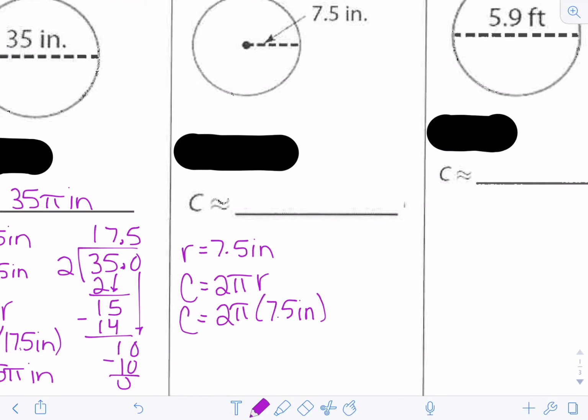Okay, so if you're not sure what 7.5 times 2 is, you can either add 7.5 plus 7.5, or you can multiply it. So I'm going to go ahead and add 7.5 plus 7.5. 5 and 5 is 10, 0.5 plus 0.5 is 1, 7 plus 7 is 14. Add that extra 1, that will give you 15. So circumference is equal to 15 pi inches.